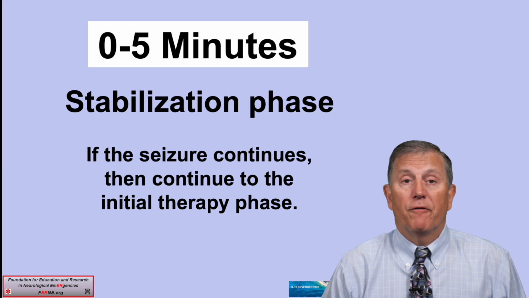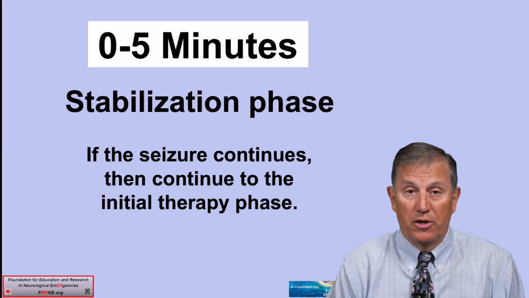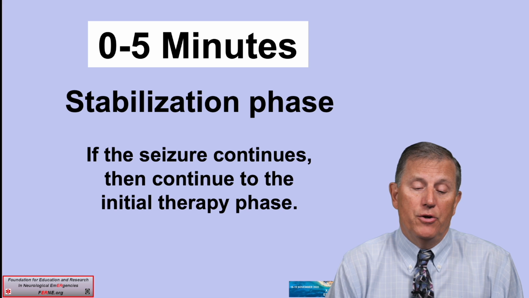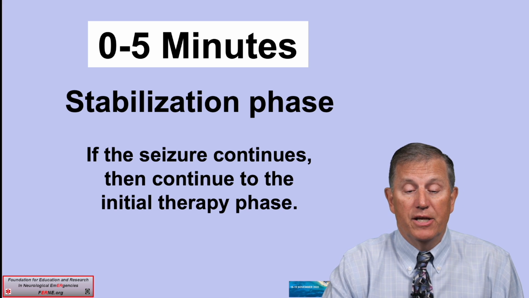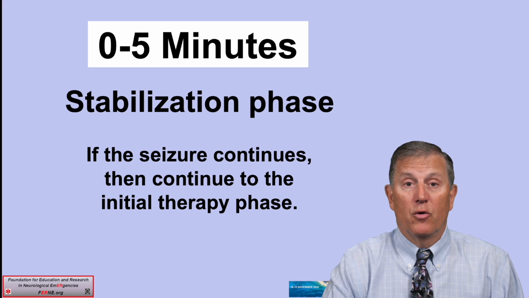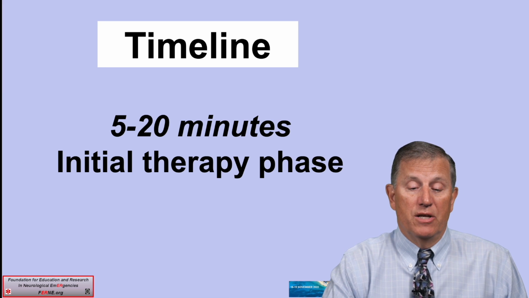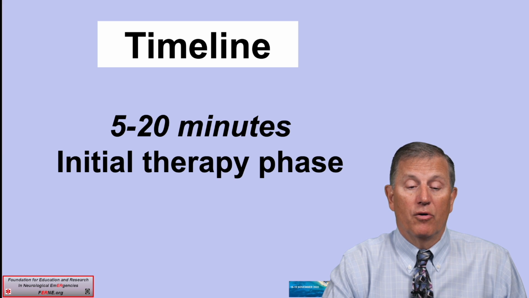If, following the first 0 to 5 minutes of patient stabilization, which understandably could take longer than 5 minutes, the seizure continues, then the protocol suggests that the provider should continue to the initial therapy phase for the treatment of patients with ongoing seizures and status epilepticus. The timeline for this phase is 5 to 20 minutes. This initial therapy phase then should take approximately 15 minutes overall.